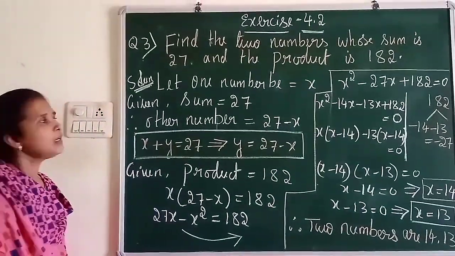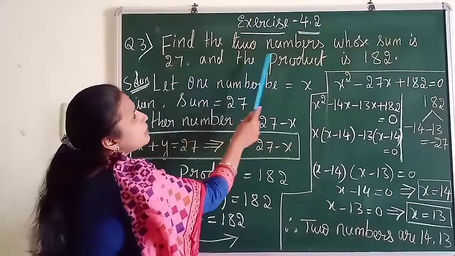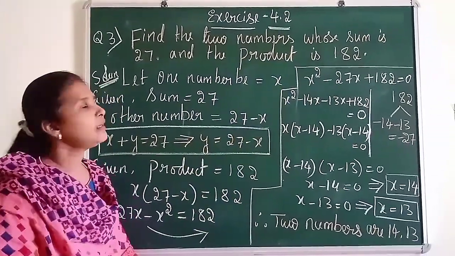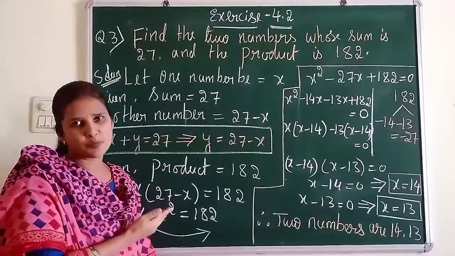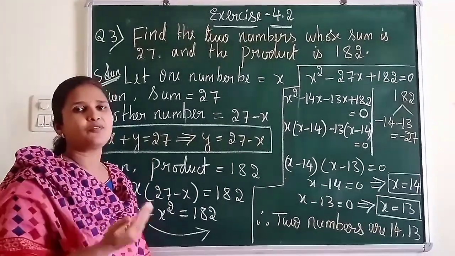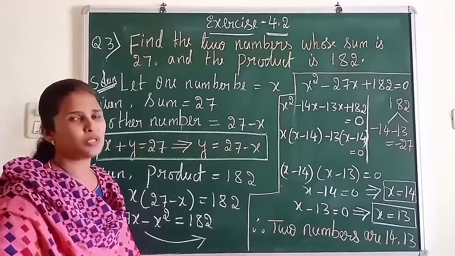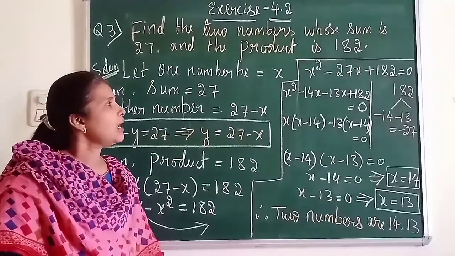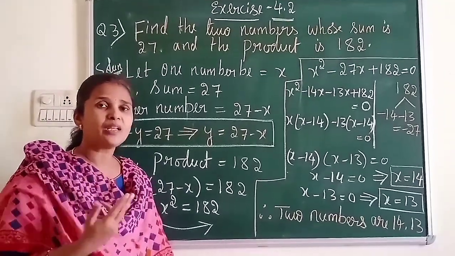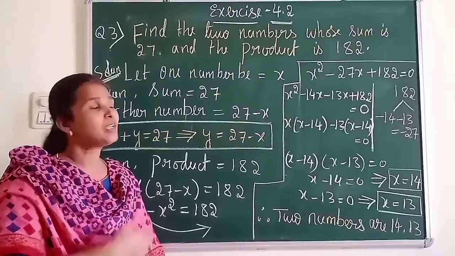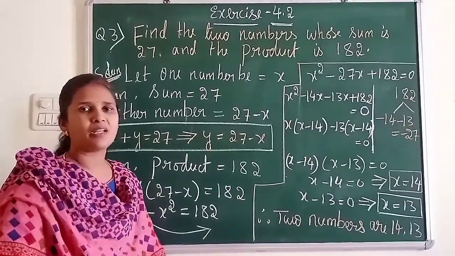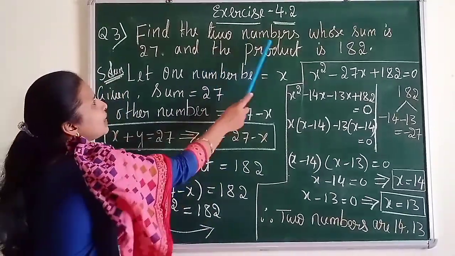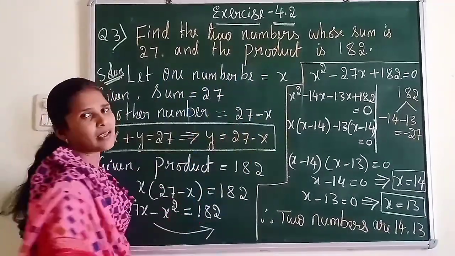The question number 3 tells, find the 2 numbers whose sum is 27 and the product is 182. So we have to express this statement in quadratic form. Then I have to find the 2 numbers. So let me start. First, I should consider the 2 numbers. As we are not in 2 variables, that is pair of linear equation, we need only 1 variable. So I am not considering the 2 variables. Among 2 numbers, let one number be x.